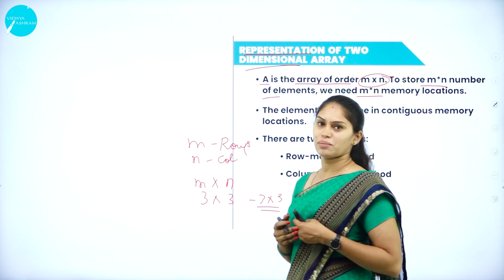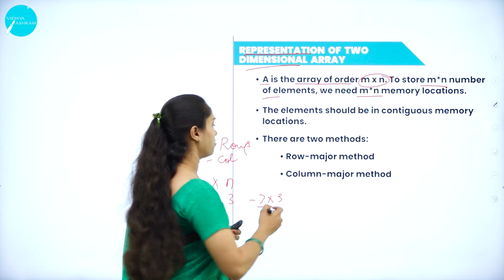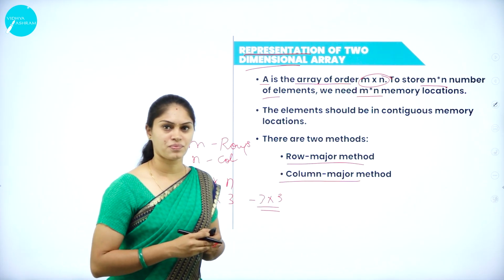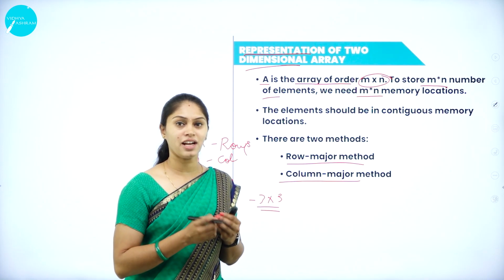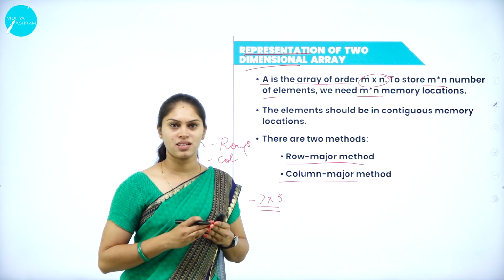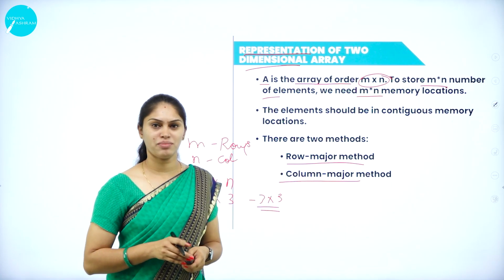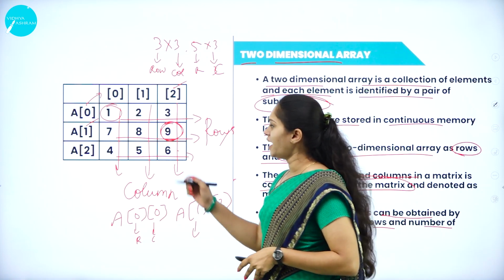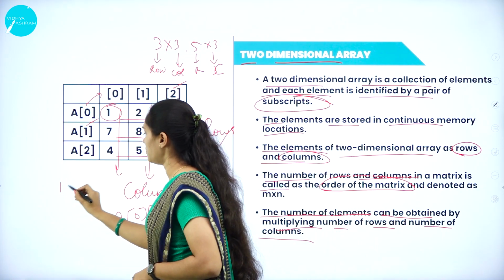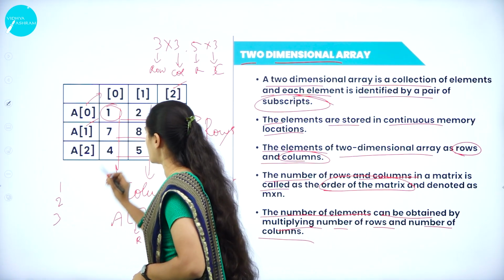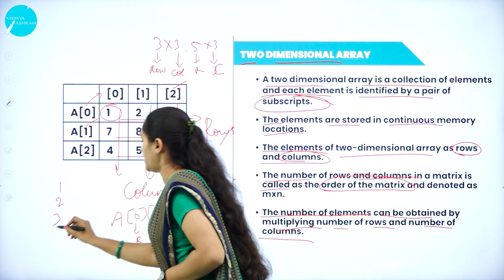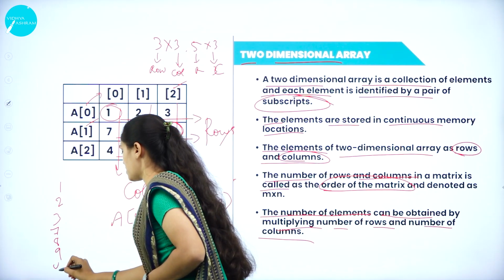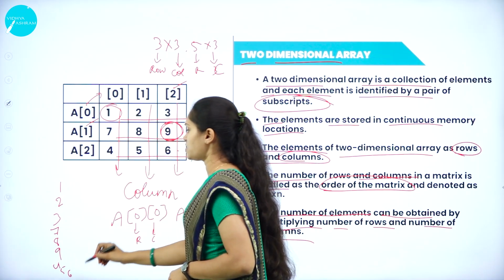Then how are we going to represent the two-dimensional array? It can be either the row major method or the column major method. When it comes to the row major method, row will be my first preference. When it comes to the column major method, column will be my first preference. If it is a row major array, I'm just going to take all the elements row-wise: 1, 2, 3, 7, 8, 9 and 4, 5, 6. So this is row major.